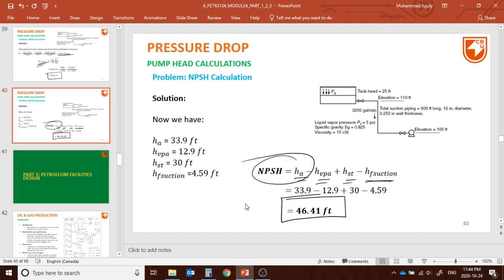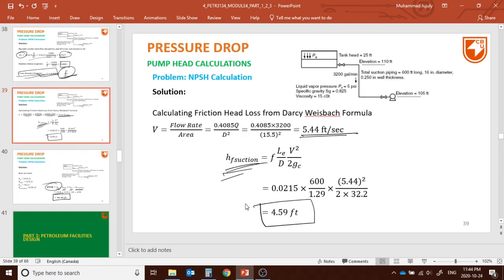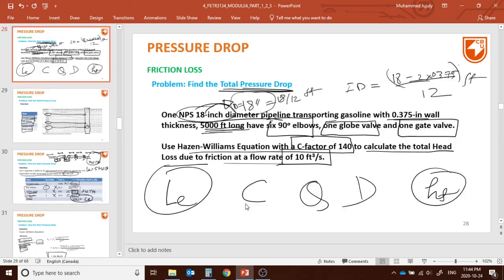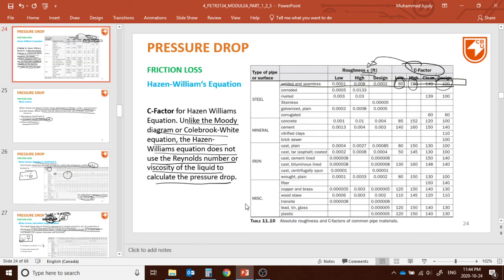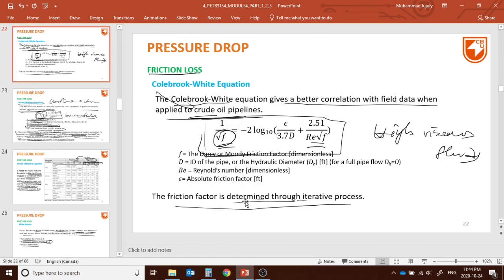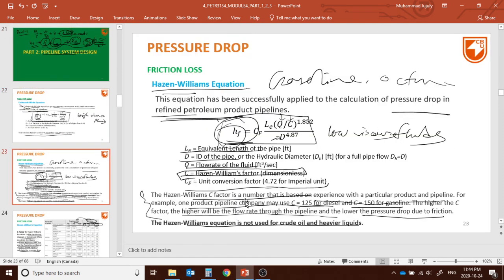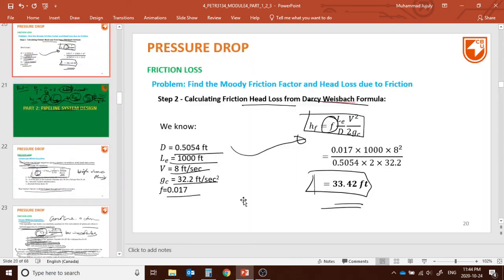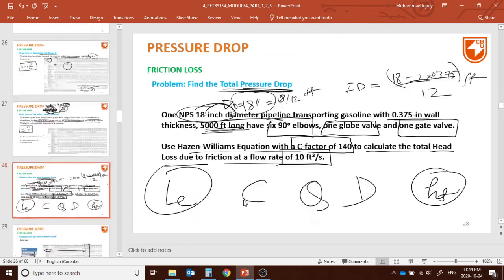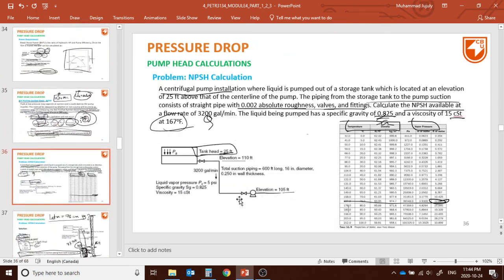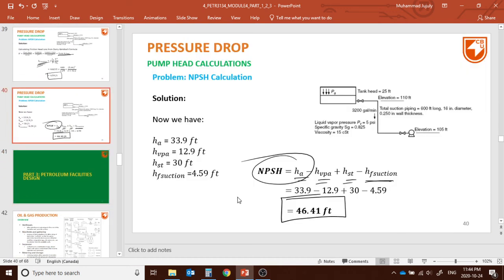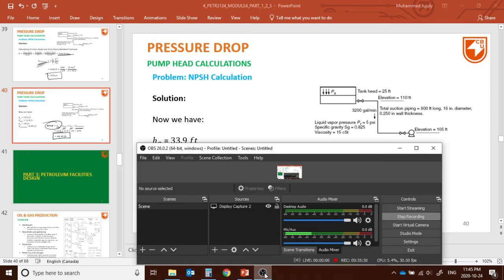All right, folks. So this is all about today's lecture on part 2. We have learned how to design a pipeline, how to calculate the pressure drop, and how to calculate the pressure drop in pipeline system design, which is a very important part of designing a pipeline system. The next part we'll learn about petroleum facility design. Stay with us.